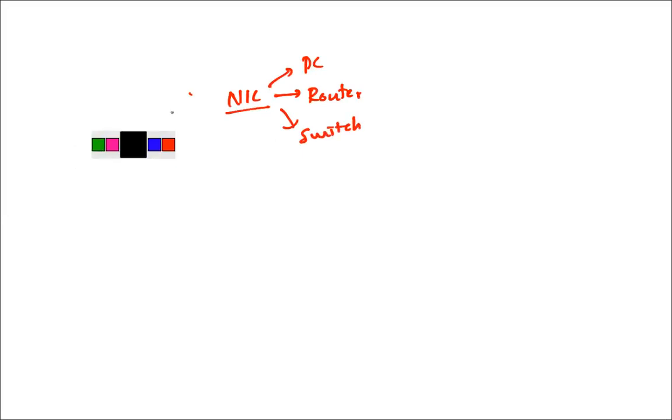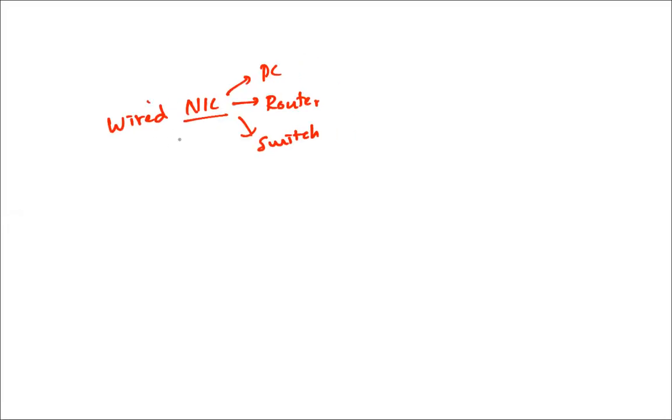So now, every NIC we have, where can you find NICs? You can find NICs in all places, right? A PC has got a NIC. A router has got a NIC. Switches have got NICs. Maybe you can talk about wired NICs, so wired network interface cards. There are even wireless NICs. Okay, I'll show you how a wireless NIC looks.